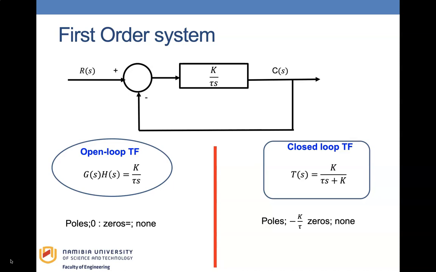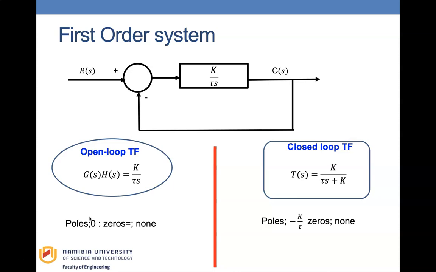The root locus is plotted by varying the value of K from 0 to infinity. It will start from the open loop pole, and if there is an open loop zero, it will terminate at that point. Otherwise, it will terminate at infinity. In this case, the root locus will therefore start at s equals 0 and terminate at infinity.